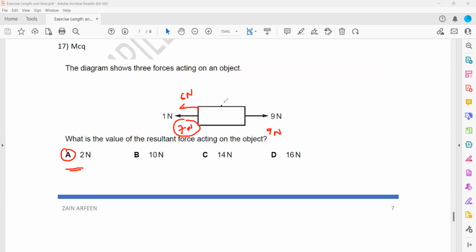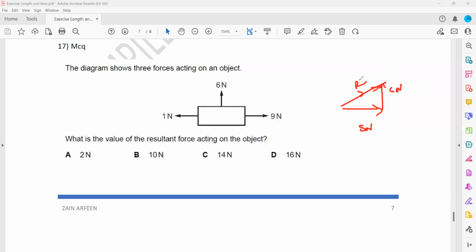But because one of the forces is perpendicular, first we find the resultant of the 2 horizontal forces. Then there is a perpendicular force. So we get the resultant by using Pythagoras, because the forces are at 90 degrees, or perpendicular, to each other.